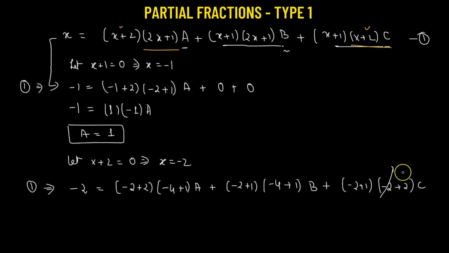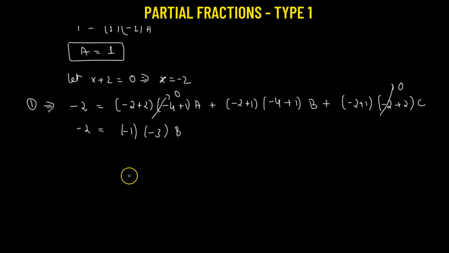So here we have the first term and the third term going to 0. We're now left with negative 2 equals to negative 2 plus 1, so that's negative 1, multiplied to negative 4 times 1, so that's negative 3 times b. So we have negative 2 equals negative 3b, or the b value is going to be equal to negative 2 over 3. Fine. So we have obtained the b value as well.